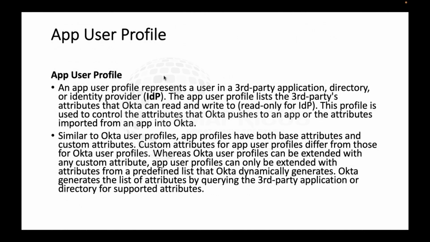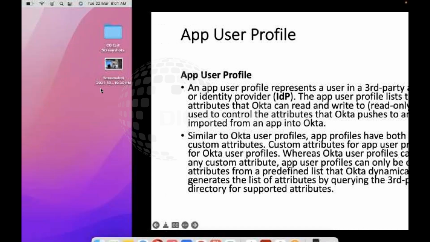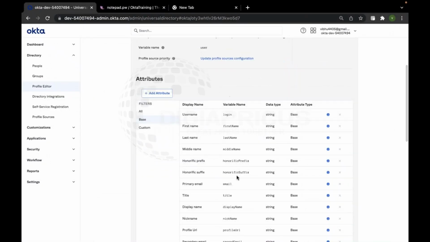So what I was talking about is that an app user profile is a user which is created in a third party application, and it lists the attributes that Okta can read and write from the IDP. If we see over here, we have different attributes and we can read and write on these attributes.